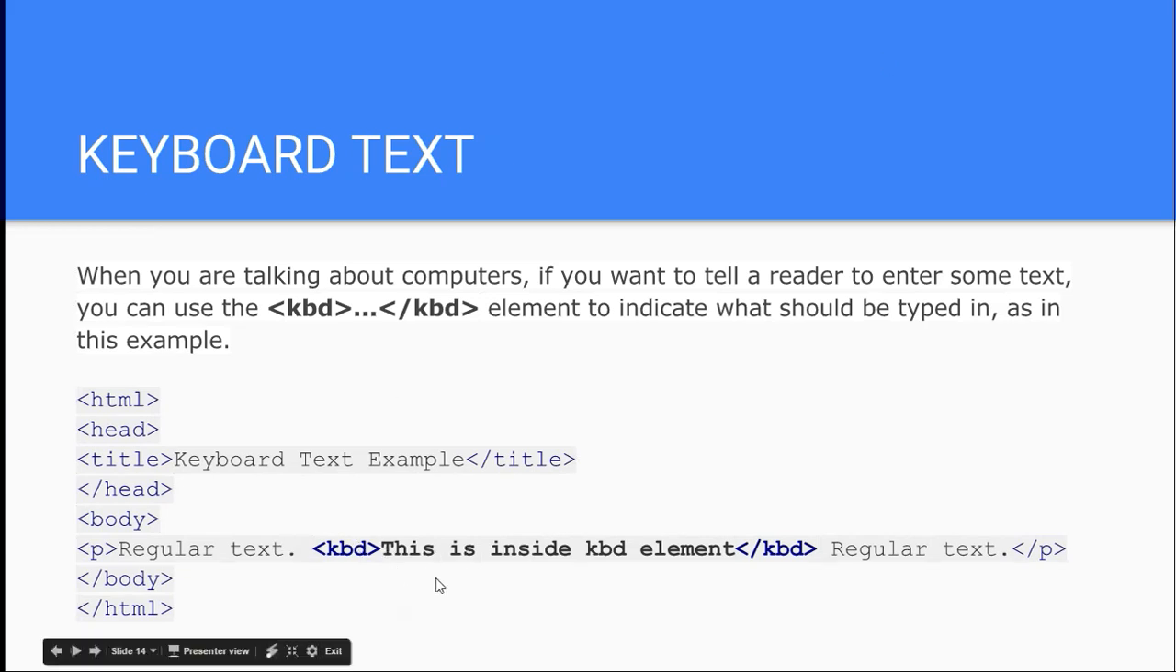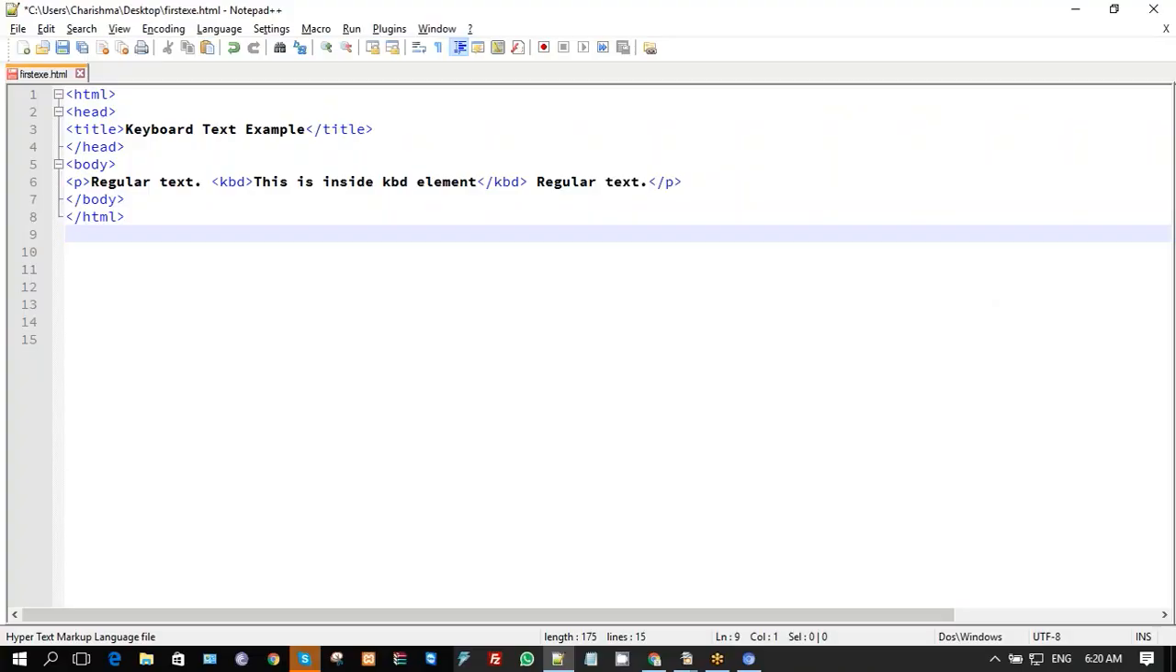Okay, we'll try this program. The code is here, and you can see a paragraph with regular text and KBD. This is inside the KBD element, and the element is closed here, and a regular text ending, and the paragraph is closed. I'm saving this and going to run this in Chrome.